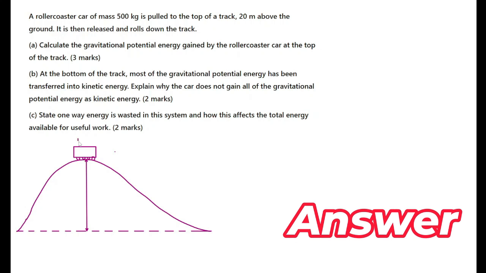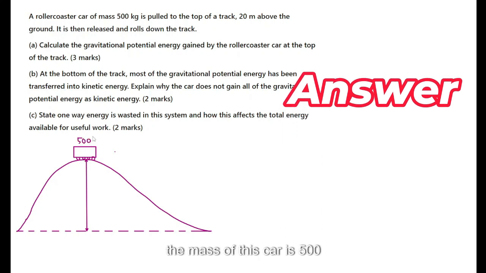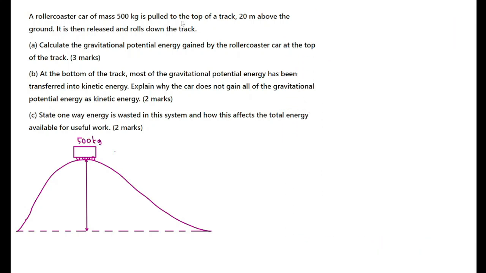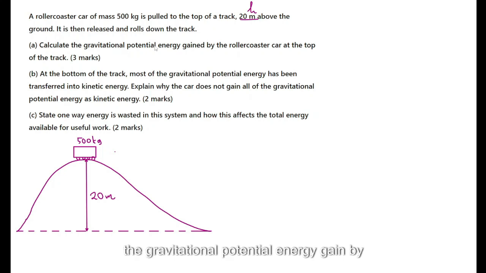So we know the mass of this car is 500 kg. It's pulled to the top of a track 20 meters above the ground. Okay, so the height is 20 meters. It is then released and rolls down the track. Calculate the gravitational potential energy gained by the roller coaster car at the top of the track.